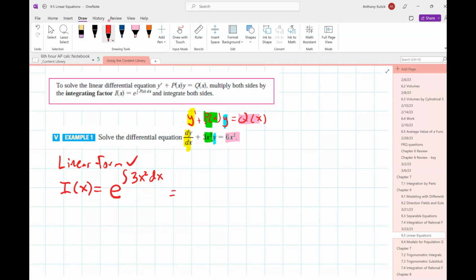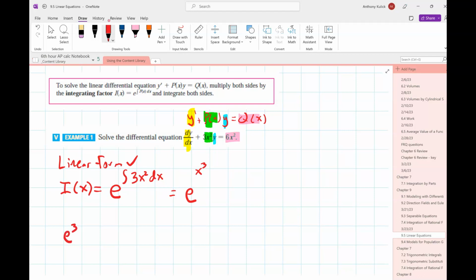What's the antiderivative of 3x squared? X to the third over 3. Oh, not over 3. Over times 3. Everybody's okay?